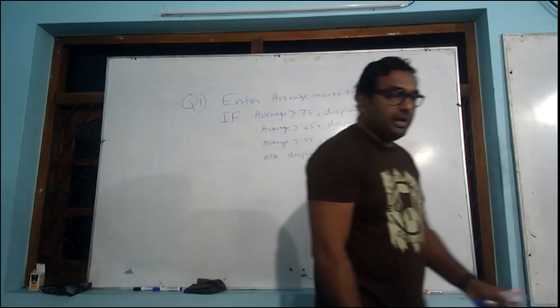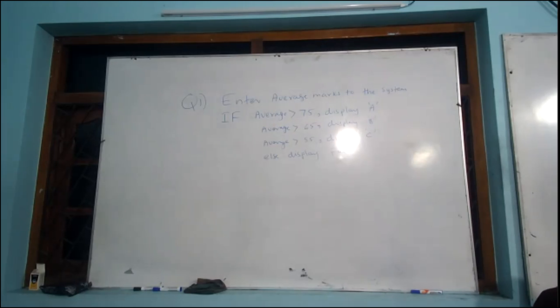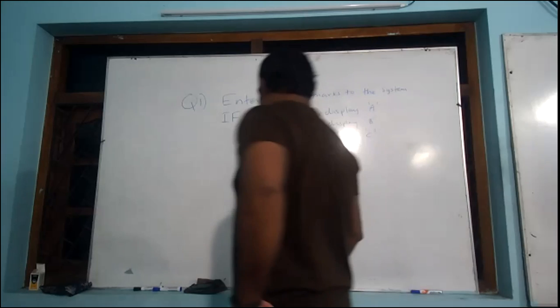Okay, now you have to write a program. In this program, you have to enter the average marks. After you have entered the average marks, you have to check if the average marks are greater than 75, then display A. If average marks greater than 65, display grade as B. Average greater than 55, display grade as C. Otherwise, display grade as fail. So that is what you have to do. Okay, so try to understand.